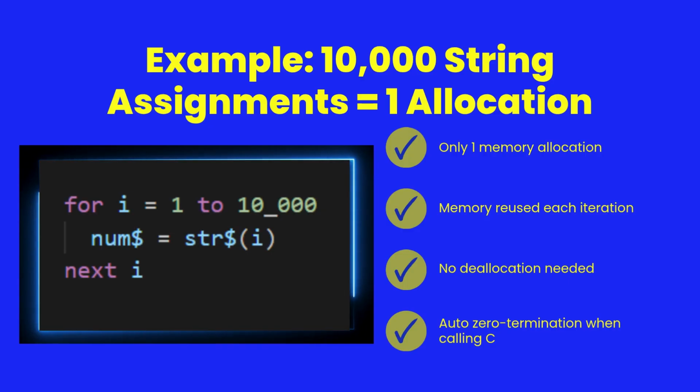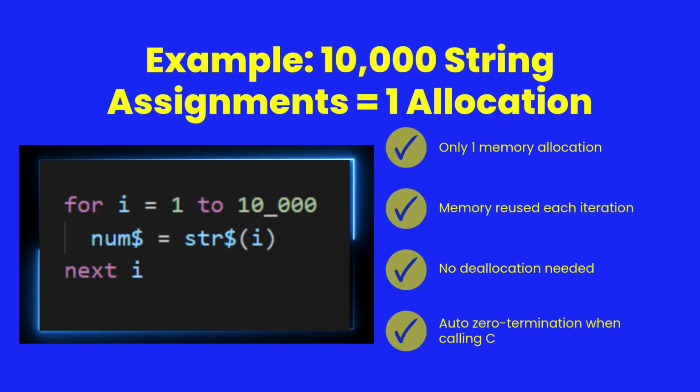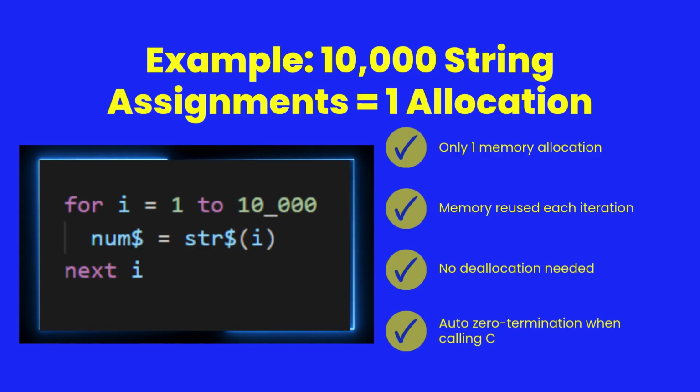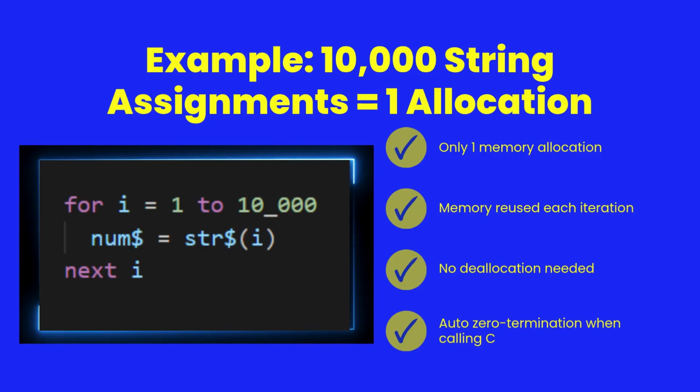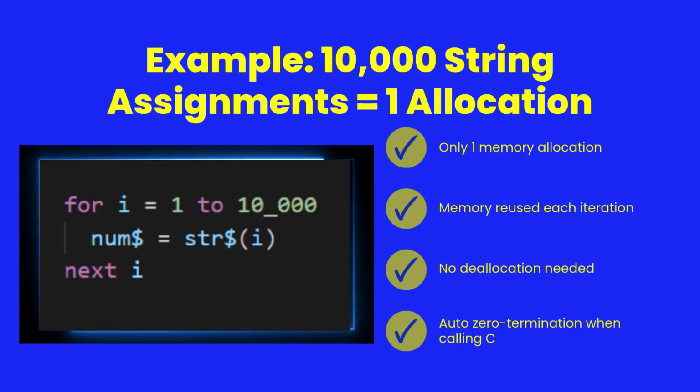In most languages, this loop triggers 10,000 allocations. In SheerPower, just one. Memory is reused across iterations, saving CPU time, RAM, and boosting throughput.